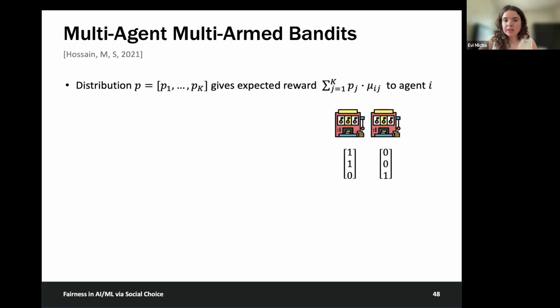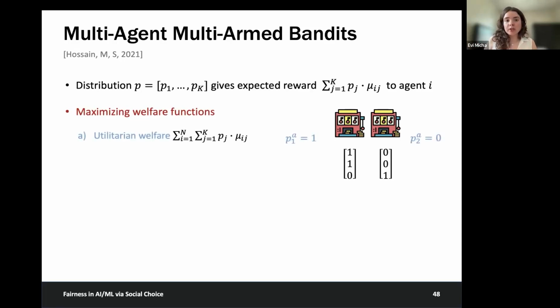So as Nisarg mentioned in the first session of this tutorial, we can try to maximize different welfare functions that derive from economics. And one very famous is to try to maximize the utilitarian welfare, which means that we try to find the policy that maximizes the sum of the expected rewards of the different agents. But then in this particular example, if indeed we try to find the distribution that maximizes the utilitarian welfare, we see that the optimal distribution is to always pick the first arm with probability 1 and never pick the second arm. And this is not very surprising because we already know that utilitarian welfare has the drawback that it causes the tyranny of the majority, which means that whatever the majority prefers, this is what we are going to select.